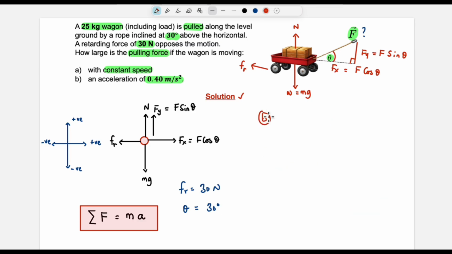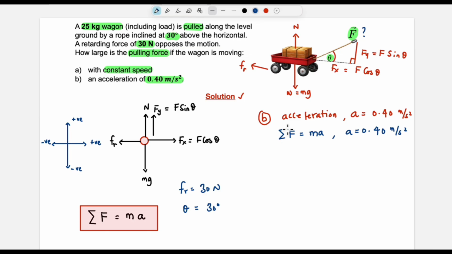So for the second part of this problem, we have acceleration a equals 0.40 meters per second squared. Now let's apply Newton's second law again when the acceleration is not 0. In that case, the net force, the sum of all the forces, equals ma. And the acceleration this time is 0.40 meters per second squared.